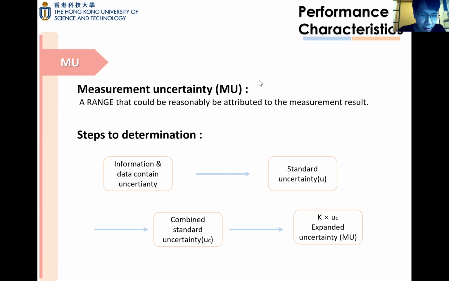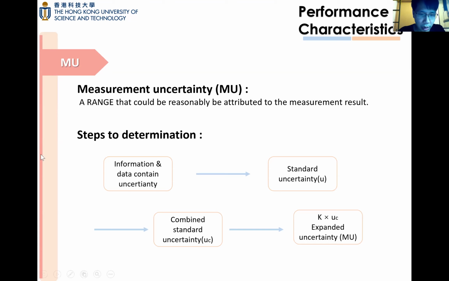My name is Xiao Hao. Then I will talk about the determination of measurement uncertainty in this method validation of melamine. Measurement uncertainty is a range that could reasonably be attributed to a measurement result. Determining measurement uncertainty requires a few steps.